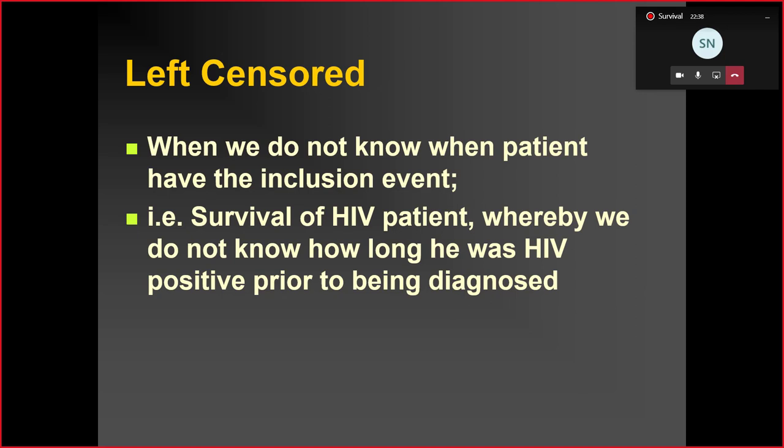However, sometimes we have data that is left censored. Why? Example, when patient, we don't know when they become HIV positive, contohnya. Okay, because we are doing a study on survival of HIV patient. So when he comes to us, he looks normal, we do the blood test can be positive. We do not know how long he has been infected. Okay, so there's a lost period of time from the day he got infected until he got diagnosed. So this is what we call left censored.